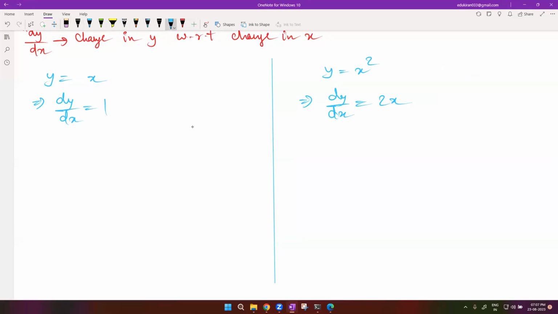Now, this is a linear function, right? This is linear. And this is a quadratic function. We know these functions.